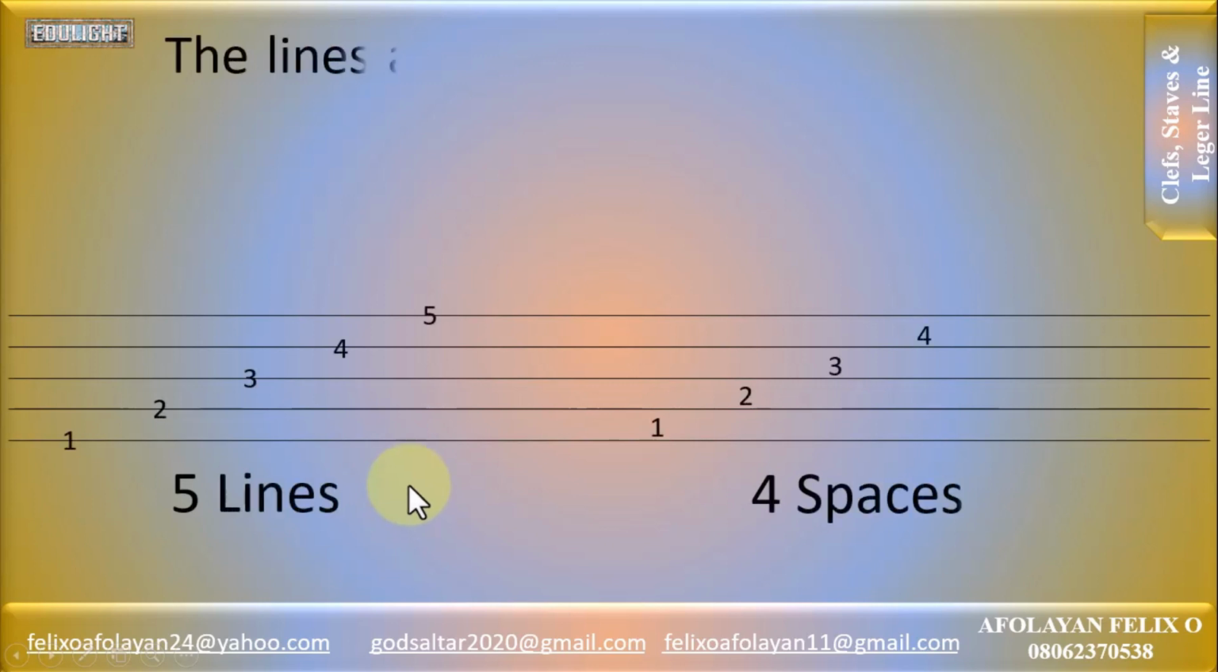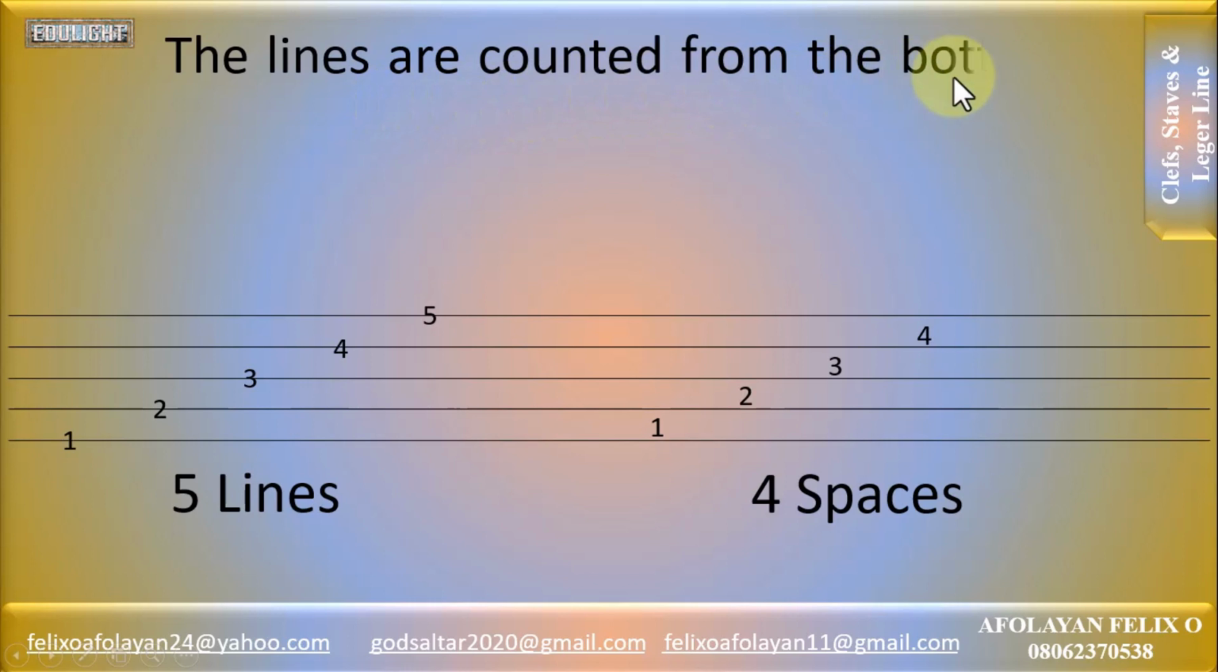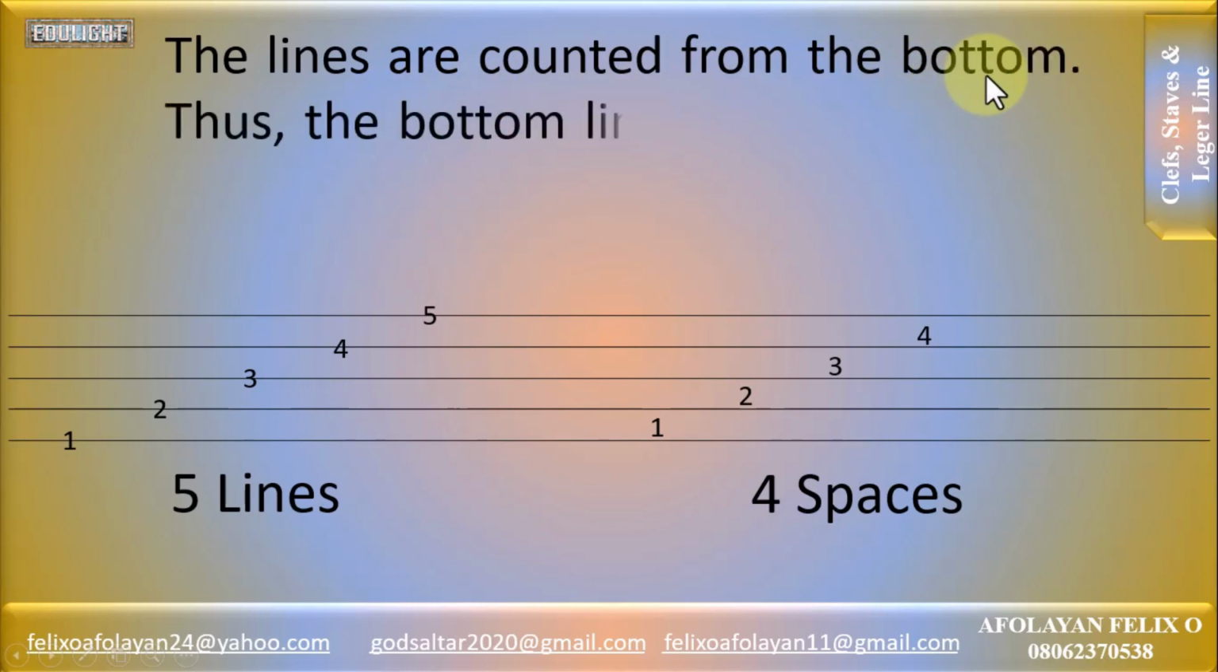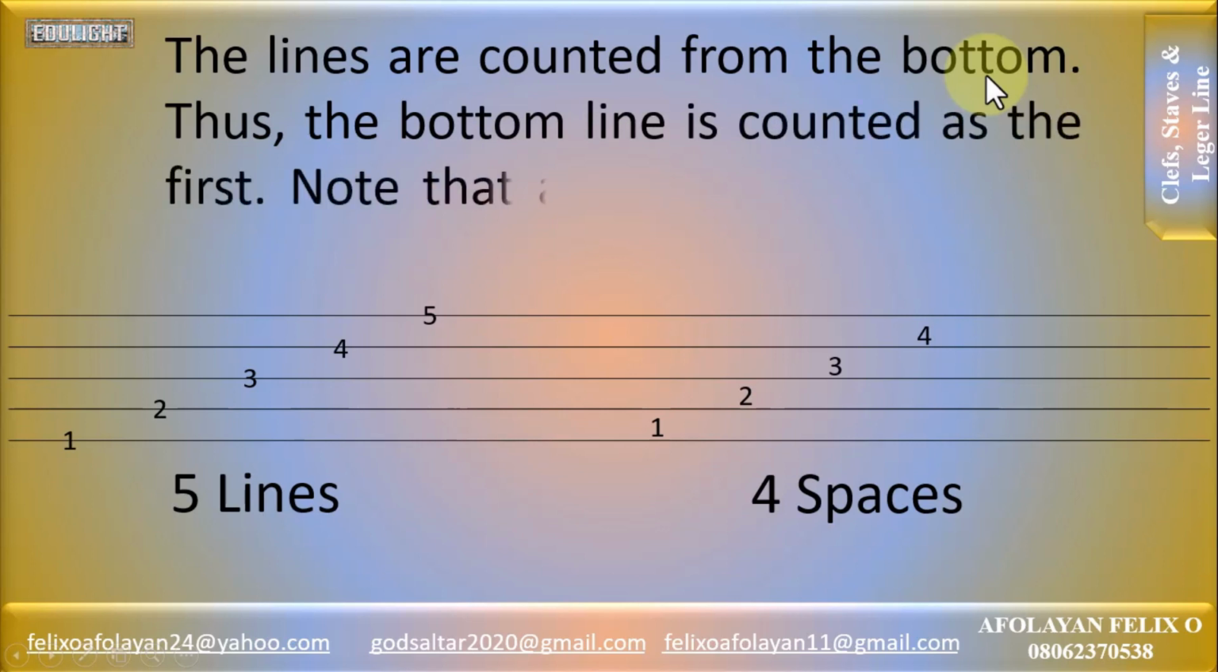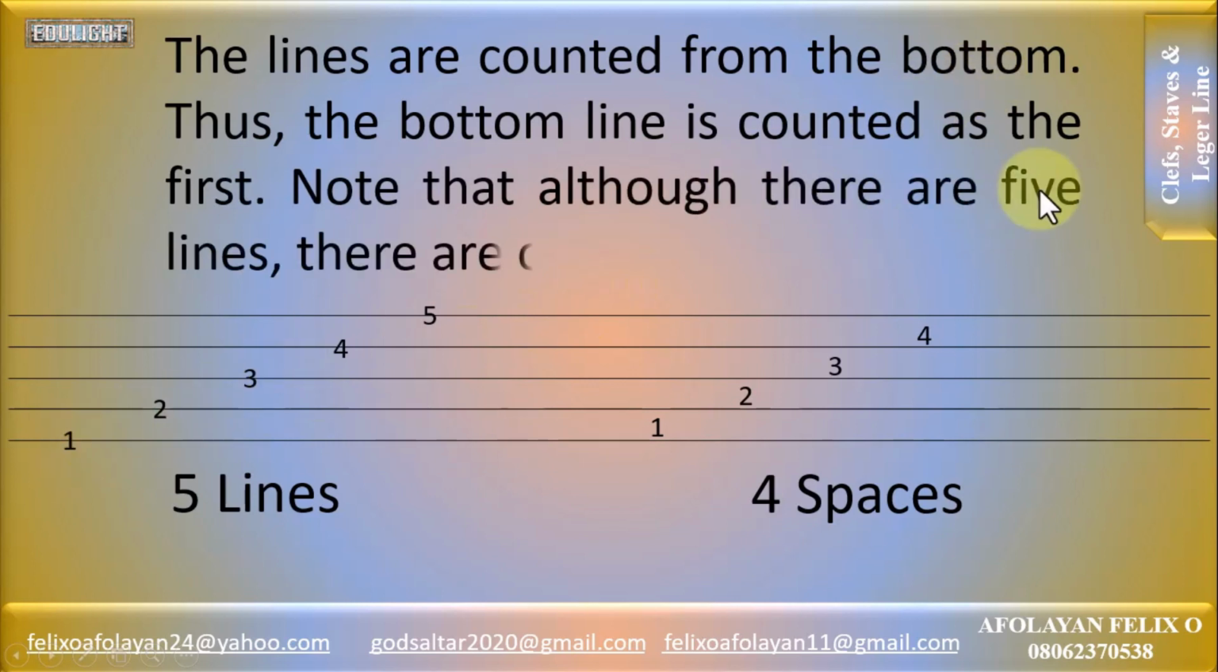The lines are counted from the bottom: 1, 2, 3, 4, 5. Thus, the bottom line is counted as the first. This one. Note that although there are 5 lines, there are only 4 spaces.